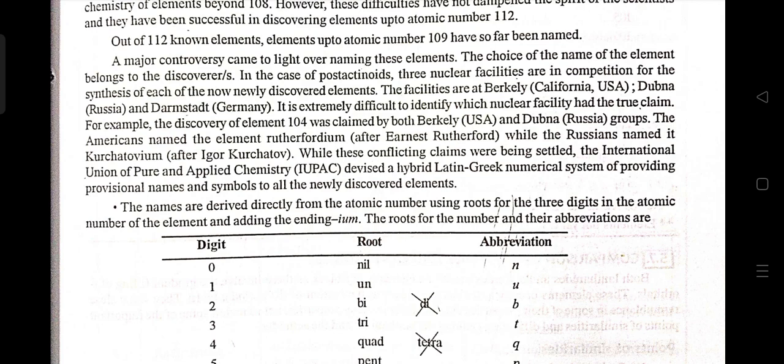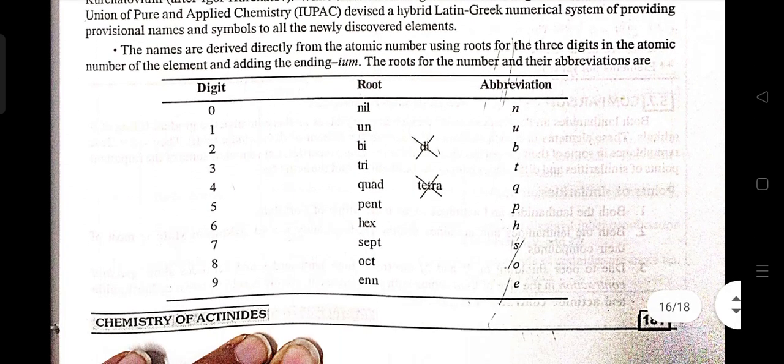While these conflicting claims were being settled, the IUPAC devised a hybrid Latin-Greek numerical system of providing provisional names and symbols to all the newly discovered elements. The names are derived directly from the atomic number using roots for the 3 digits in the atomic number of the element and adding -ium. The roots for the numbers and their abbreviations are: for 0 it is nil (n), for 1 it is un (u), for 2 it is bi (b), for 3 it is tri (t), for 4 it is quad (q), for 5 it is pent, for 6 hex, 7 for sept, 8 for oct, and 9 for enn (e).